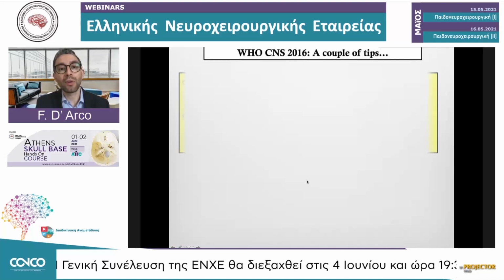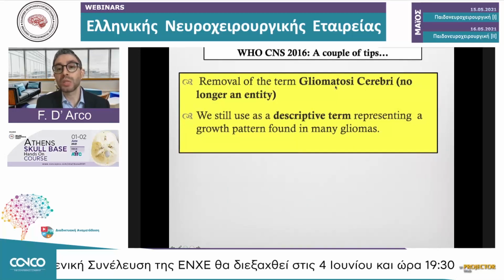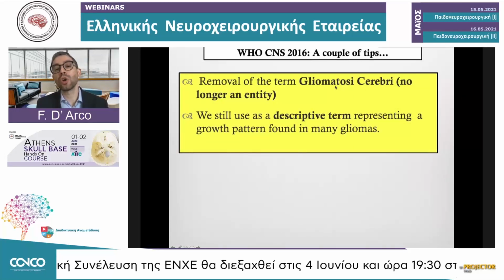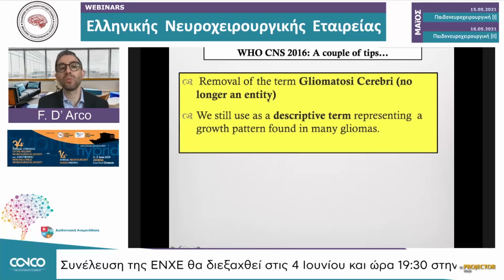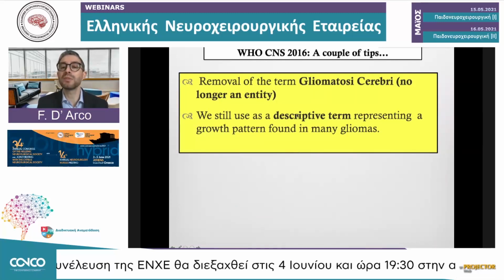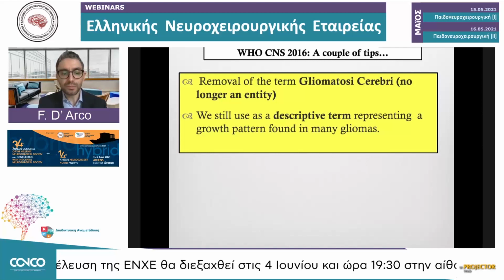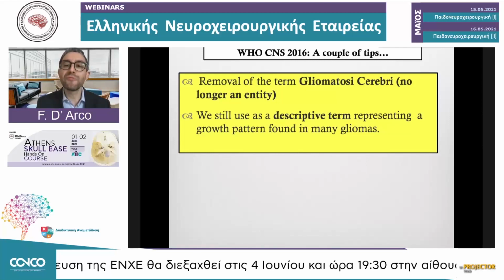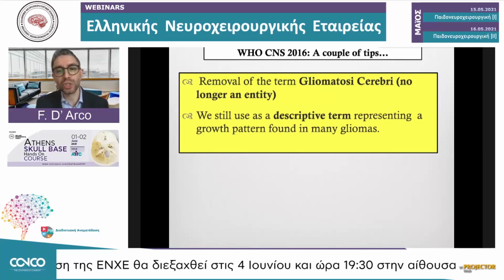And just a couple of tips. We don't use gliomatosis cerebri anymore in the histological molecular classification, but we still use it as a descriptive term for supratentorial tumor when there are these infiltrative tumors, especially in older children.